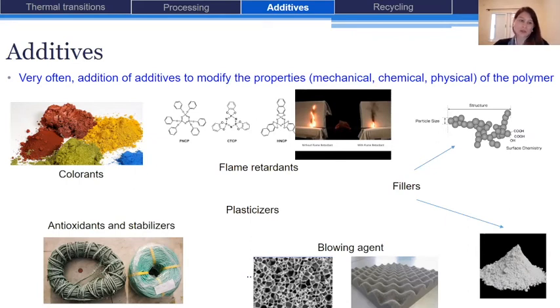For example, colorants are a very well-known additive and it is very easy to understand how they can impact the properties of the polymer. In that case, we want to change the color and change the optical properties of the polymer. So either dyes or pigments are mixed with the polymer in its molten state in order to give the color to the final product.